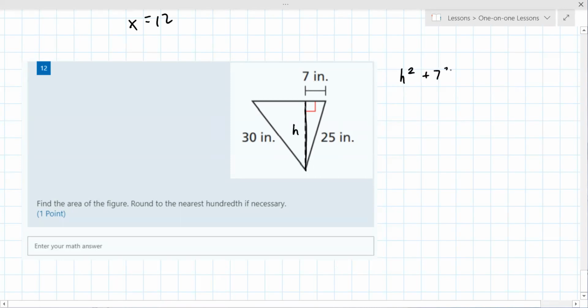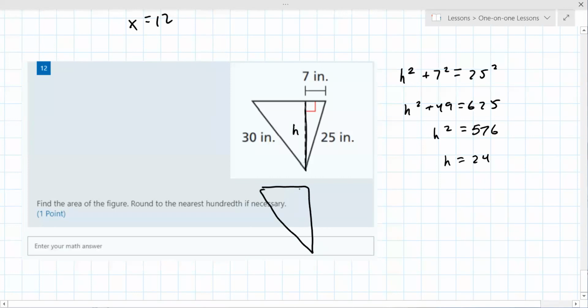H squared plus 7 squared equals 25 squared. So h squared plus 49 equals 625. H squared equals 576. So h equals 24. So that's 24 there, that height. And then you've got this other triangle here on the left. That's 30, that's 24. We want to find x. So you can do the same thing again.